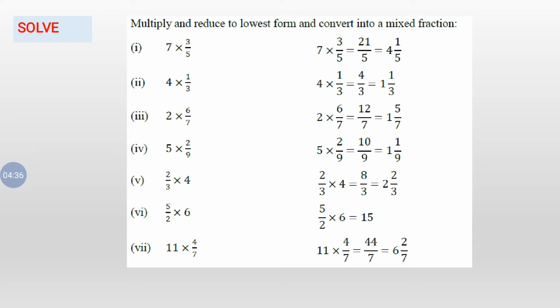11 into 4/7. The denominator is considered as 1. So 11 4s are 44, 1 7 is 7. Improper fraction, convert into mixed fraction. The quotient is 6, the remainder is 2. So 6 7s are 42, 42 plus 2 is 44/7. So we get the mixed fraction 6 2/7.